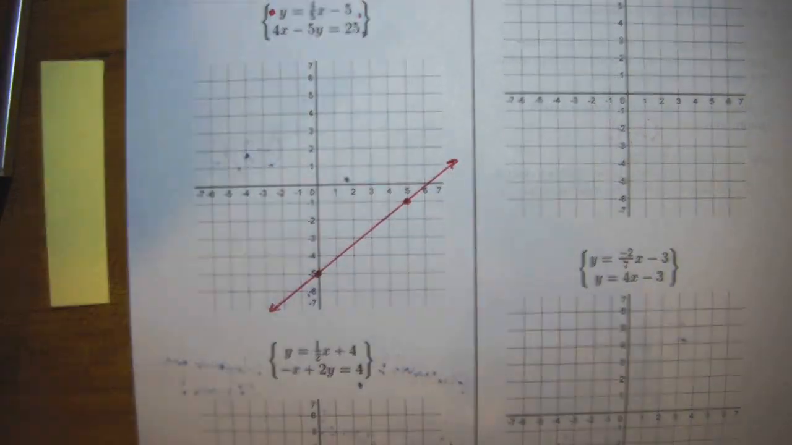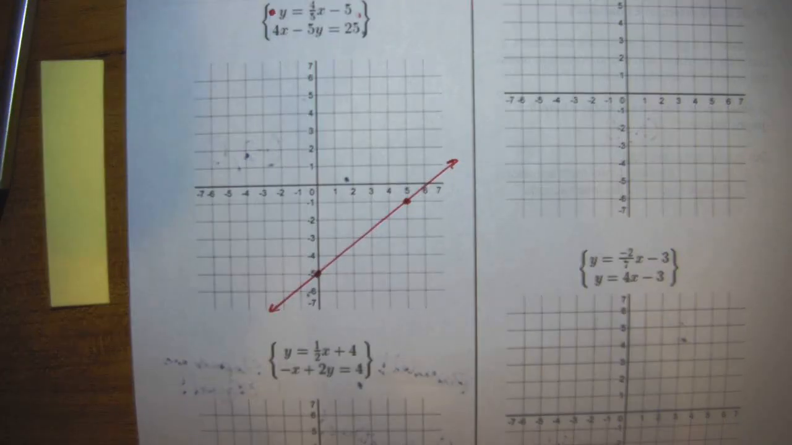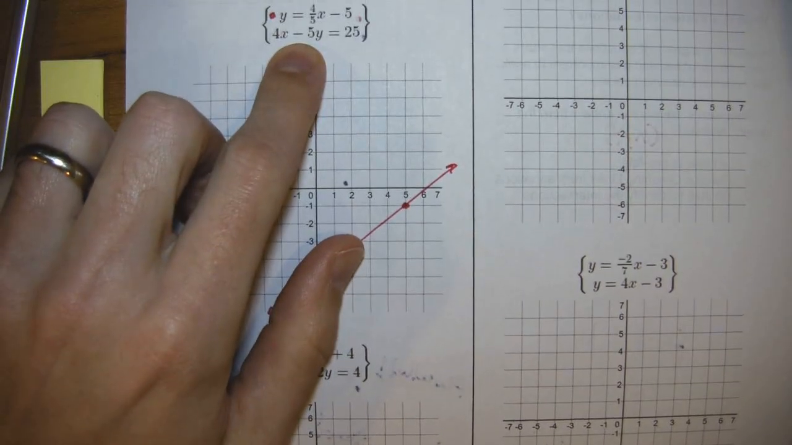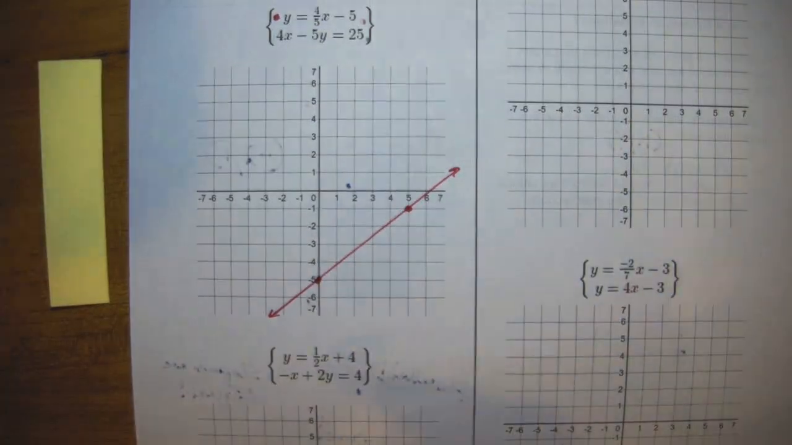All right. Let's work out the other one. Notice this other one is not set up to be graphed, right? It's in a different format. You'll deal with this format more next year. It's referred to as standard form. Right now, we're not going to use it. We're going to change it out.